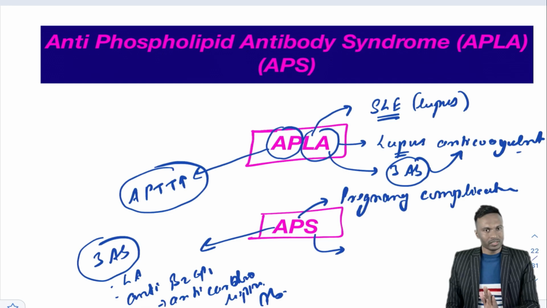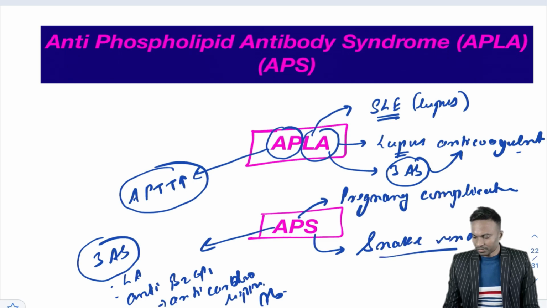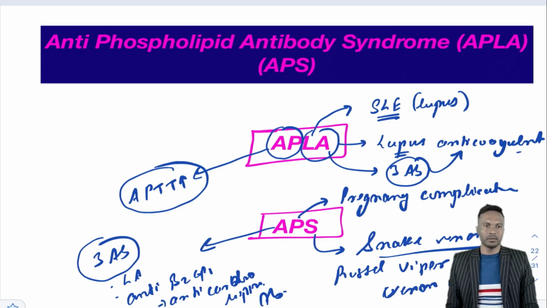You need to treat only symptomatic patients first of all. Second, it is related to snake venom, right? Now you must be able to relate it. It has Russell's viper venom assay, right? This increases. This is again helpful in making the diagnosis of antiphospholipid syndrome. So by these letters you can simply remember the various manifestations of antiphospholipid antibody syndrome, right?